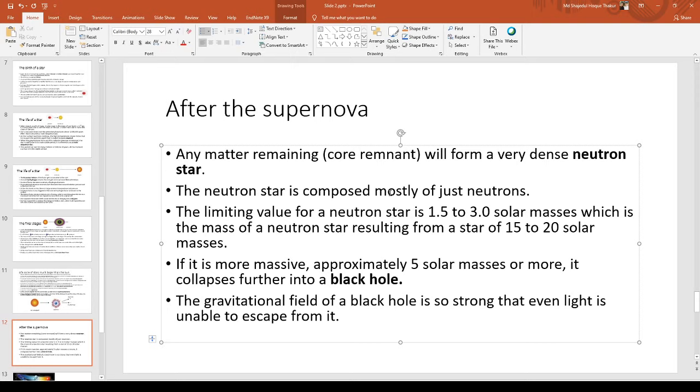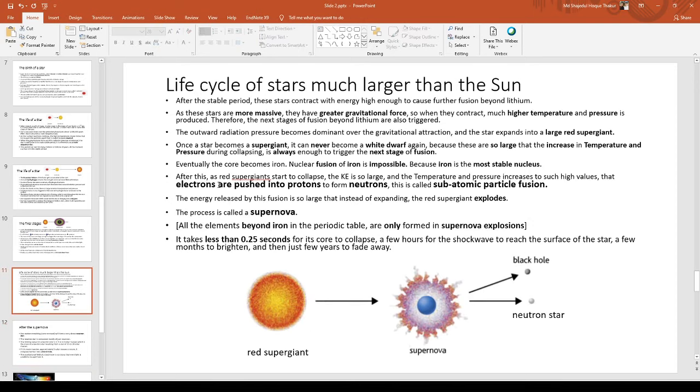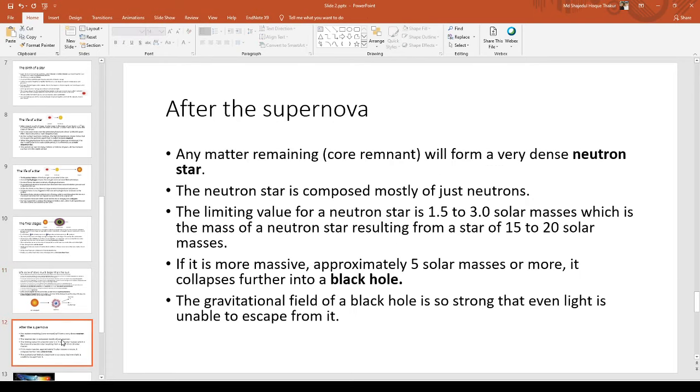Why mostly of just neutrons? Where did the protons disappear? Well, the protons have been converted into neutrons because electrons have been pushed into protons to form neutrons, which is called subatomic particle fusion. So due to the subatomic particle fusion, the neutron star is composed only of neutrons.